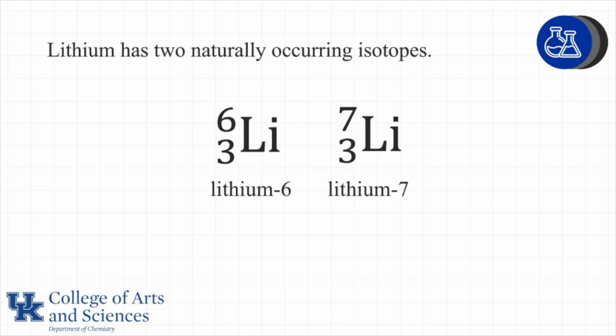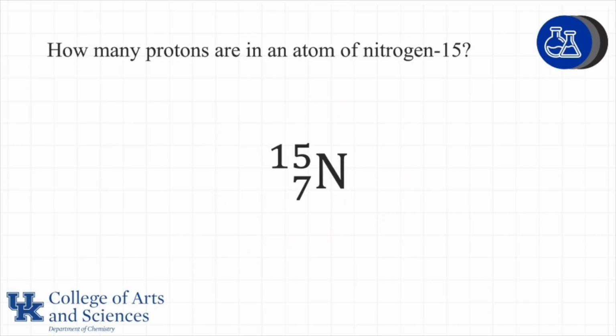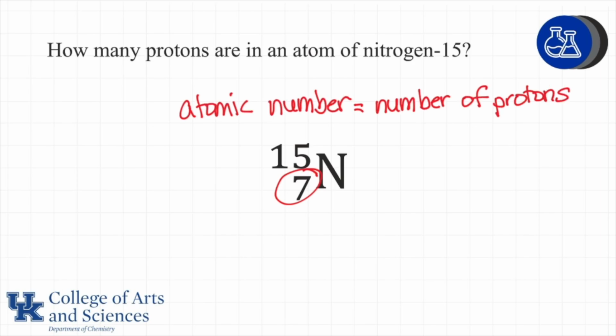How many protons are in an atom of lithium? Notice that these both have an atomic number of 3, so they both have 3 protons. That's what makes it lithium. How many protons are in an atom of nitrogen-15? The atomic number is 7, so it has 7 protons. The atomic number equals the number of protons.